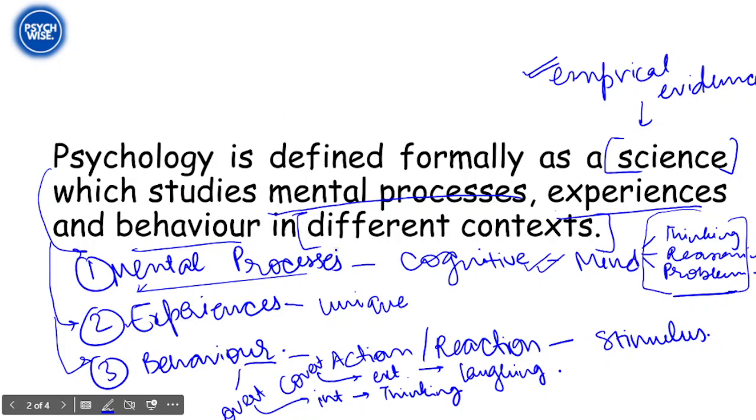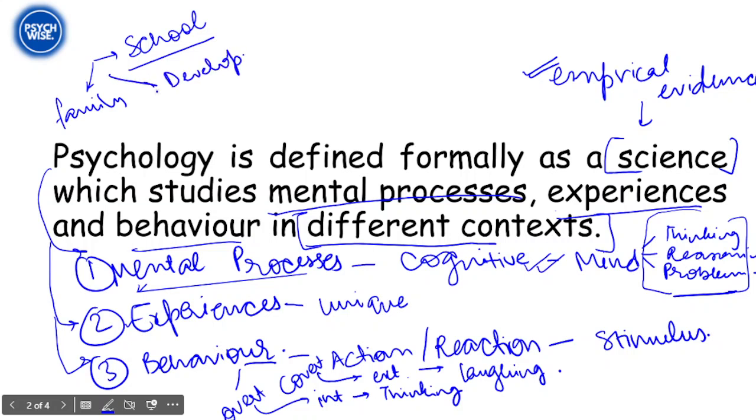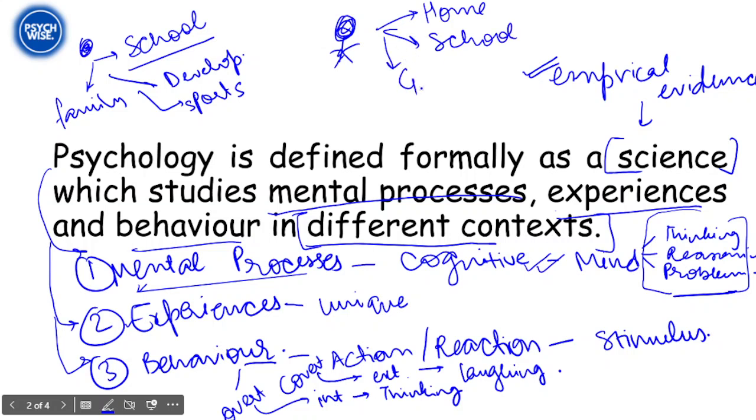Now moving on to the next component, different contexts. Now psychology is not limited to one field. For example, school. Many of you will say that there is child psychology. Yes, there is, but it is not limited to that. It studies different things. For example, family, development, sports, and many more. And other than that, it studies the same person in different contexts also. For example, I take a child over here, so how that child behaves at home, at school, or at gatherings, that is also studied by psychology. So we really see how deep this discipline is and how important it is.